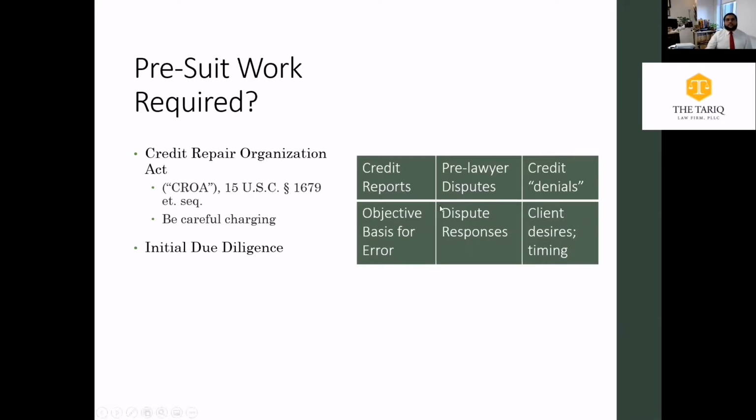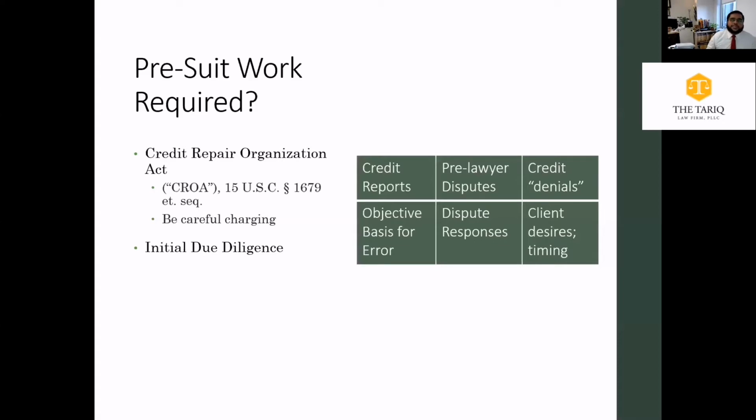The next thing is that we ask you whether or not you have previously disputed what is on the report. If you have previously sent letters of dispute, it's really important to get those dispute letters and those dispute responses. Once you send those dispute letters to the credit reporting agencies, 30 to 45 days later, you should be getting responses or results back from the credit reporting agencies.